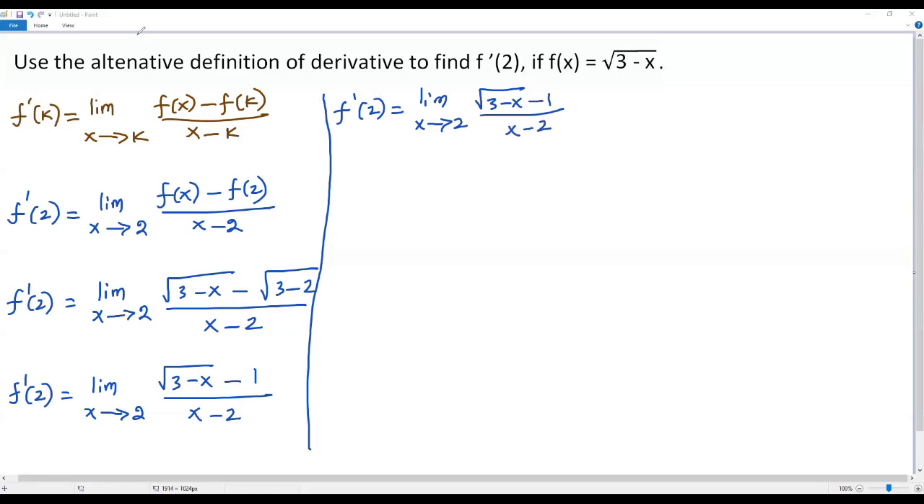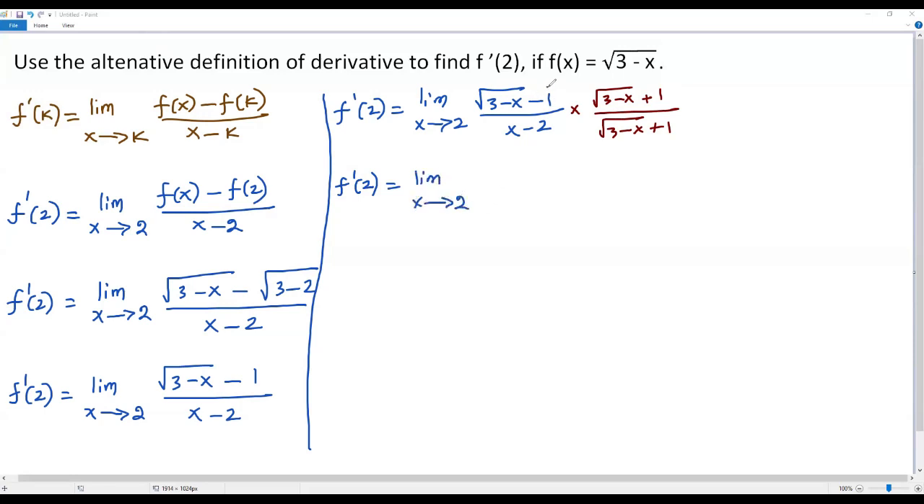So now in this step, what I'm going to do is multiply both numerator and denominator by the conjugate of this expression, that is square root of 3 minus x plus 1 divided by square root of 3 minus x plus 1. Okay, now let's simplify this one. F prime of 2 equals the limit as x tends to 2.